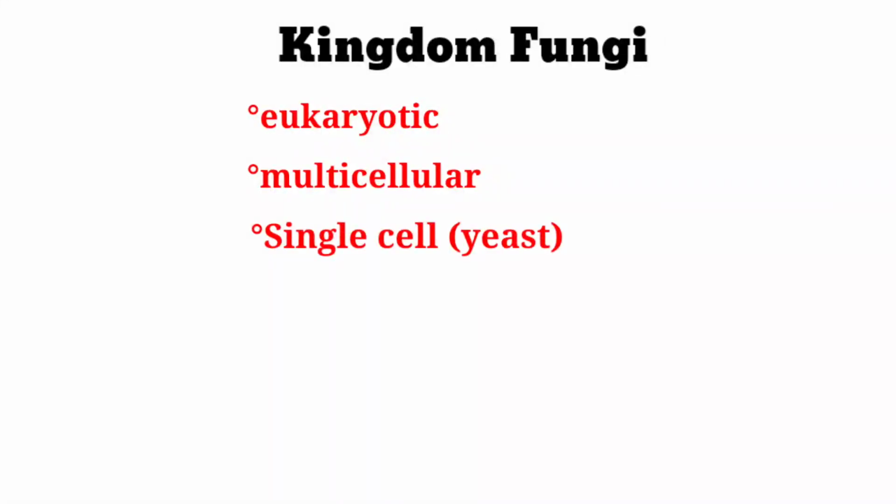Then under kingdom Fungi, they are primarily decomposers and consist of eukaryotes, still organisms that have membrane-bound organelles and nucleus. They can be multicellular, except for yeast, which is single-celled. They are heterotrophic and absorb nutrients through external digestion. They are mostly saprophytes, that means they feed on dead materials.